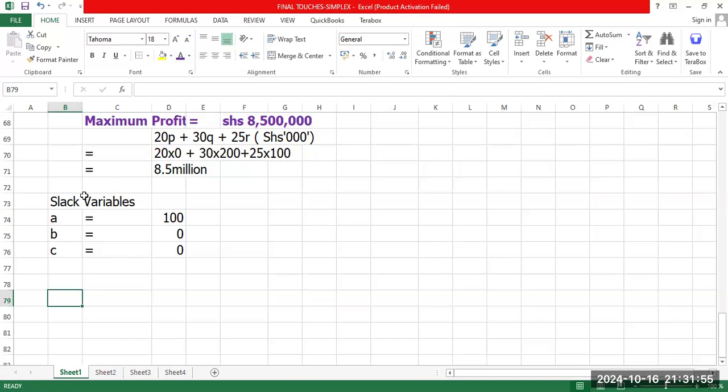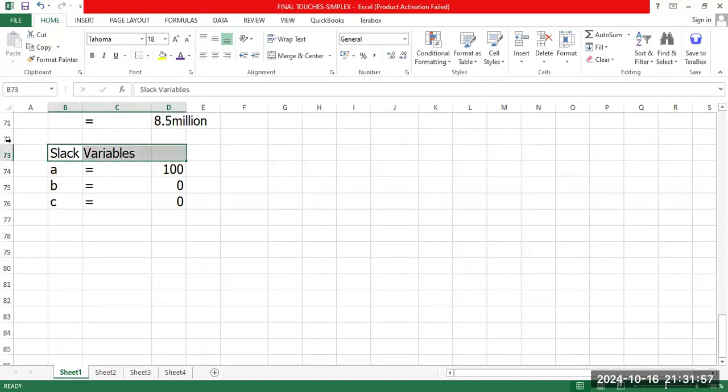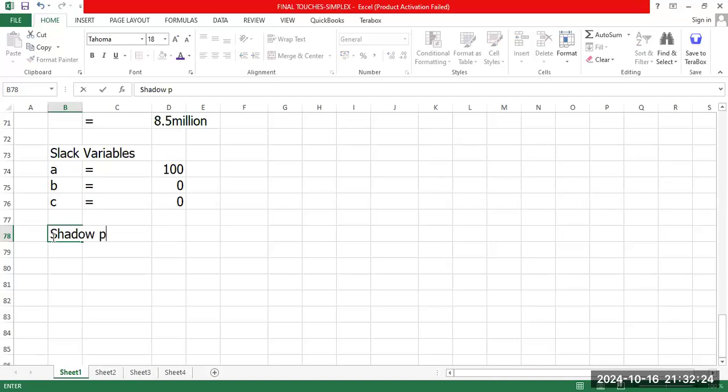Okay. Next, we are done with unutilized resources or redundant resources, whichever word you want to use. Slack variable can represent surplus, can represent redundant, can indicate unutilized, whatever word you want to use. Okay. Then another thing we can talk about here is what? Can talk about the shadow price.